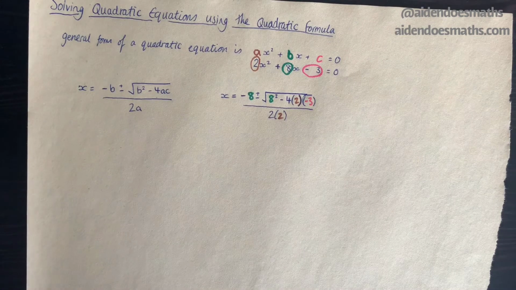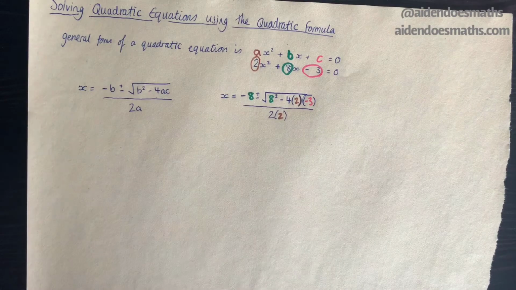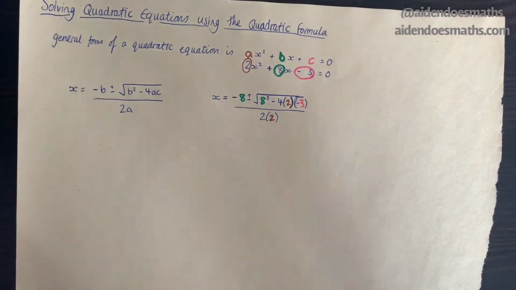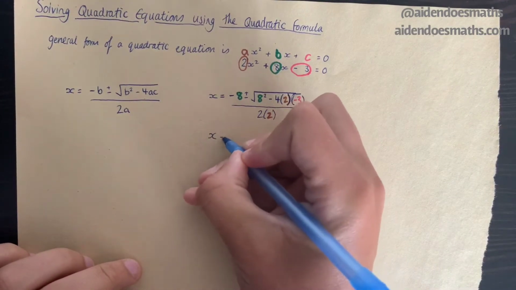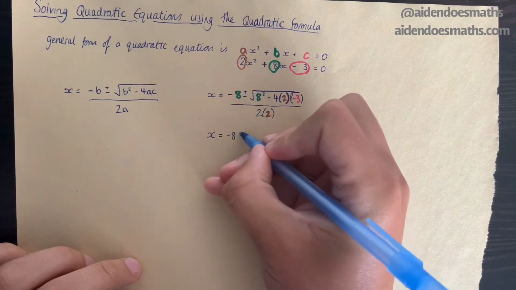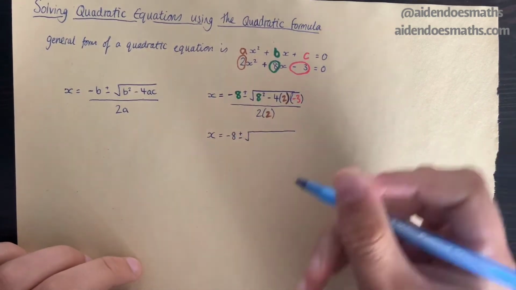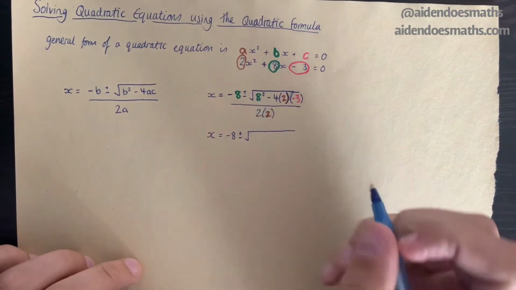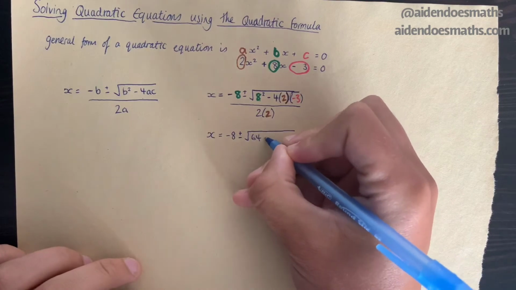Now it still does look very complicated. There still is just as much going on. We need to think about how we can now simplify this formula. So let's have a look. x equals, this minus 8 can stay the same for now, plus or minus the square root of, we can do 8 squared. 8 squared is 64, we should know that. If not, we can work it out.